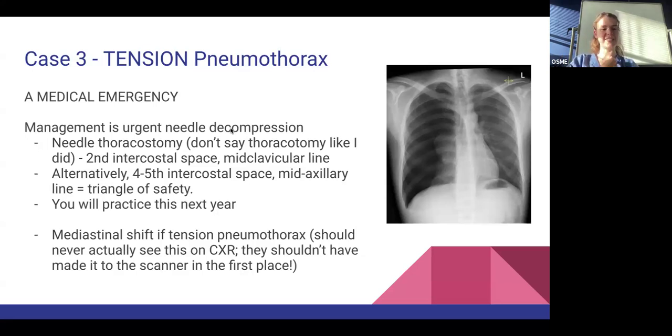The classic literature says the second intercostal space at the mid-clavicular line. That's actually changing to the triangle of safety, which is the 4th to 5th intercostal space at the mid-axillary line, just because it works better for a variety of different body habitus. And it just generally is safe. You're less likely to hit an important structure. You'll practice this next year.